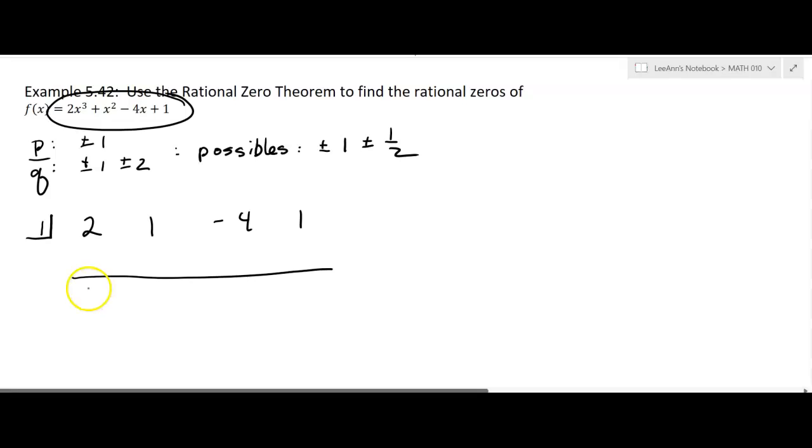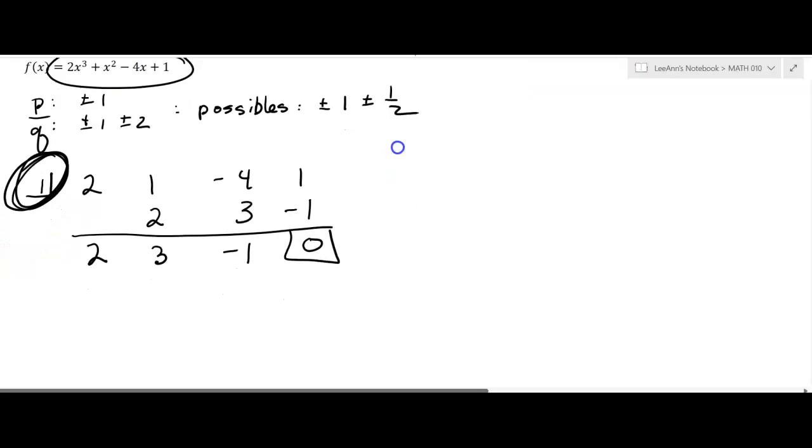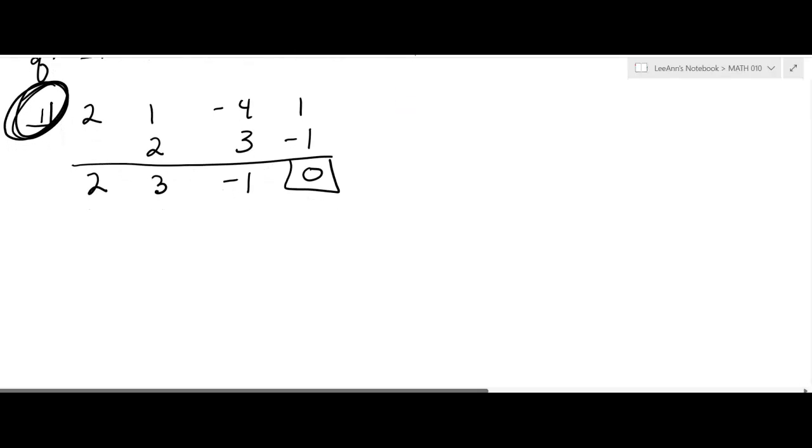Okay, so bring down the 2. 2 times 1 is 2. 1 and 2 is 3. 3 times 1 is 3. Negative 4 and 3 is negative 1. Negative 1 times 1 is negative 1. And I got really lucky. It worked. Okay, yay. So we found a 0. So put a star by that one because we know one of the zeros. Now, I don't have to try the other 3.